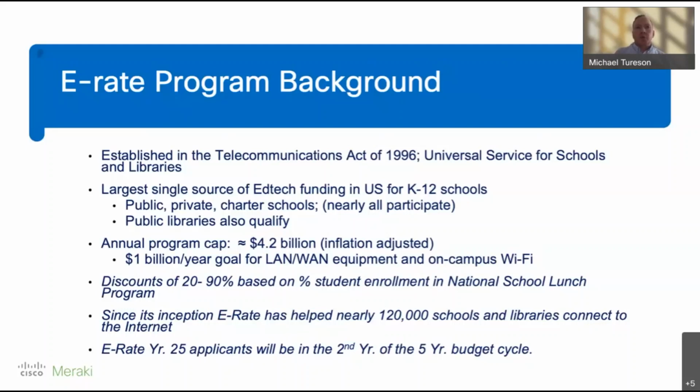Now, the way this program works is it's based off of the school district's National School Lunch Program. So for instance, if you had a school where 80% of the students were on the National School Lunch Program, that would be the discount percentage set for that school. So if it's at 80%, E-Rate will pay 80% of that project. The school district will pay the remaining 20%.